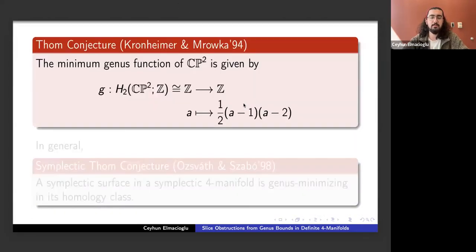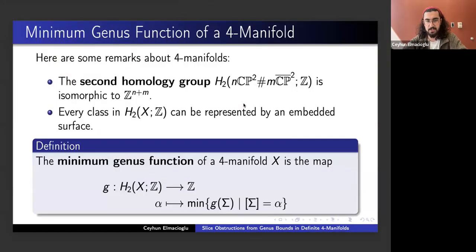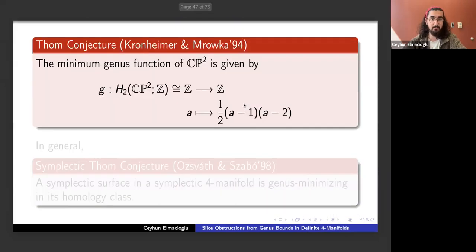It turns out that the minimum genus function tells us a lot about the four manifold that we're working with. One of the very famous conjectures about this was the Thom conjecture, which was settled by Kronheimer and Mrowka in 1994. It basically says that the minimum genus function of CP2 is given as follows. The second homology group of CP2 is just Z, so this is a map from Z to Z. If you take a second homology class A, then the minimum genus function of CP2 is 1/2 times (A minus 1) times (A minus 2).